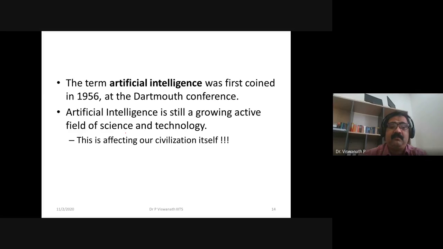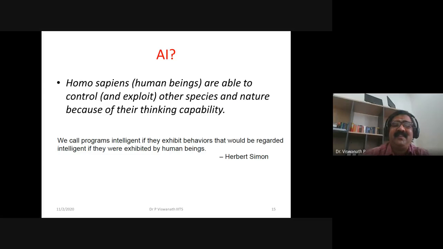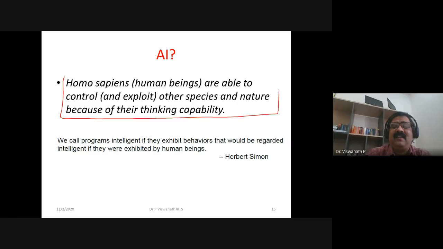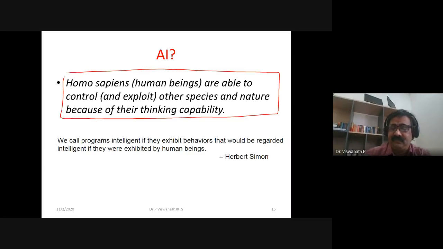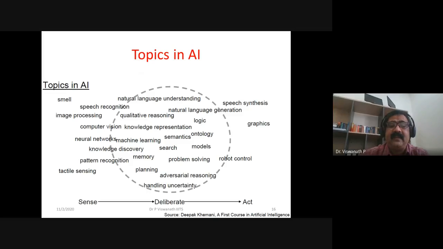Okay, so the name artificial intelligence was first coined in 1956 at a conference. So AI means the machine should be able to do as humans are doing. This is one of the definitions. This is what it is saying. And AI as such is an interdisciplinary field across many domains.